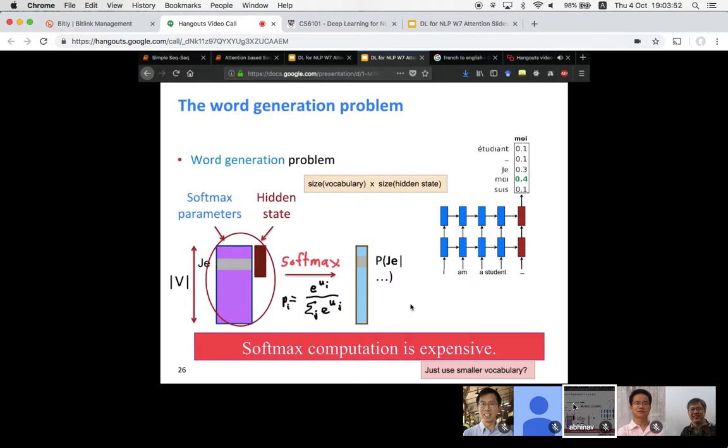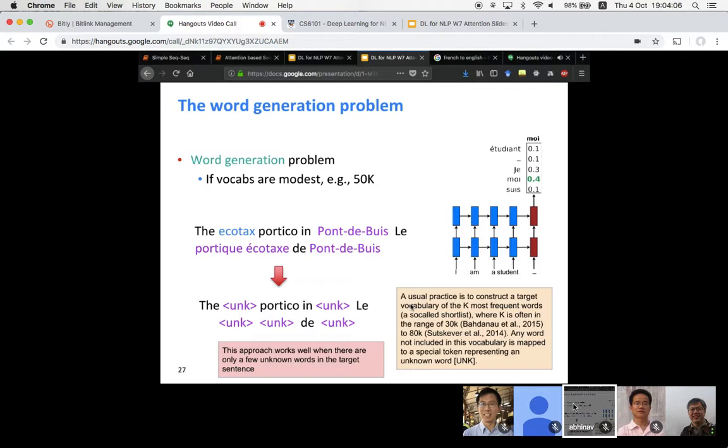Another intuitive way to think of it is: can we use a small vocabulary? What kind of problem can that generate? It will just give you a lot of unknown words. Once you reduce the vocabulary, there will be a lot of words not in your dictionary, and then you cannot predict what the word is. So that's why it won't work. You have to deal with the problem at the subword level.